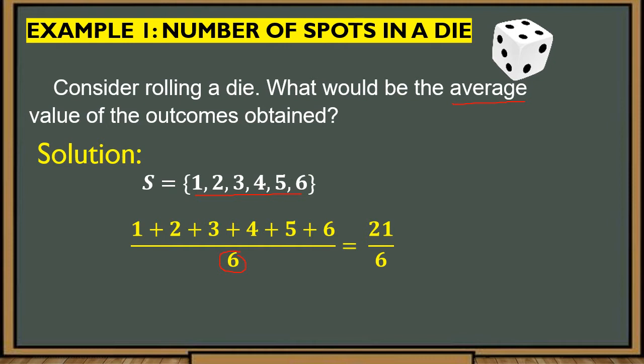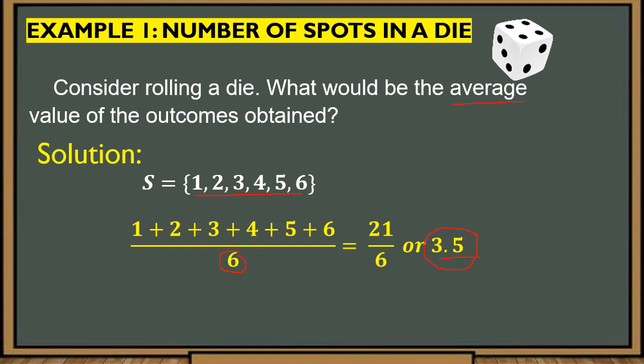We can also simplify this by dividing 21 by 6, and we get 3 and 5 tenths. So what does 3 and 5 tenths mean? When you continue rolling a die many times, the average outcome that would appear is 3 and 5 tenths. Of course, there is no 3 and 5 tenths in the die. You cannot find any spot which is labeled as 3 and 5 tenths. This is just a theoretical mean.